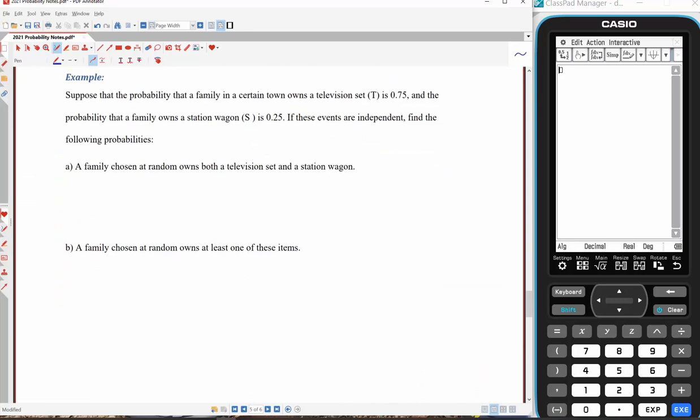Suppose that the probability that a family in a certain town owns a television set is that, owns a station wagon is that. If these two events are independent, find the following probabilities. A family chosen at random owns both a television set and a station wagon. So we're going probability of a television set and a station wagon. What's the station wagon letter? S. And I know that the events are independent.